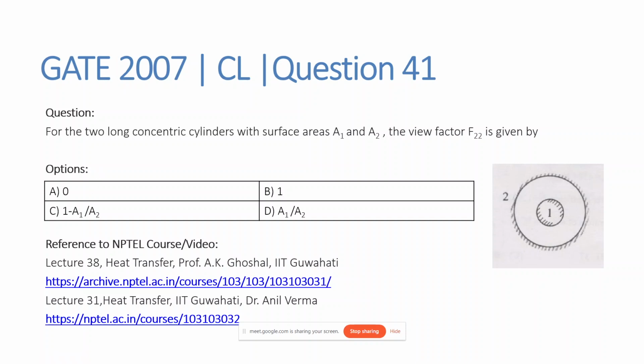Okay, so we can start with the question. The first question is, for the 2 long concentric cylinders with surface area A1 A2, the view factor F22 is given by. I think you would have covered this view factor in the radiation part of the heat transfer subject. So if anyone wants to discuss more about this question, they can speak up. Does anyone here know what view factor is?